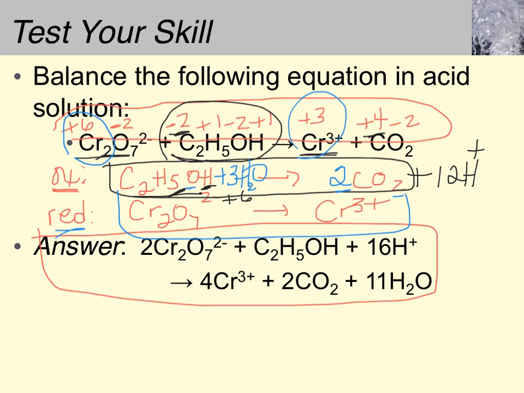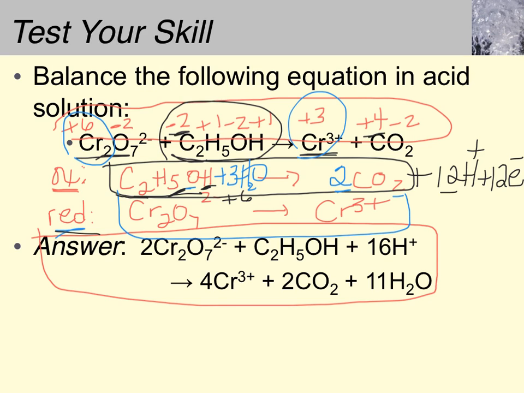And all we need to do now is balance charge. We have no charge on the reactant side, and we have a plus 12 on the product side. So I need to add 12 electrons to cancel out the plus 12. All right. Carbon is disagreeing with me, I guess. Onward to the reduction half reaction.